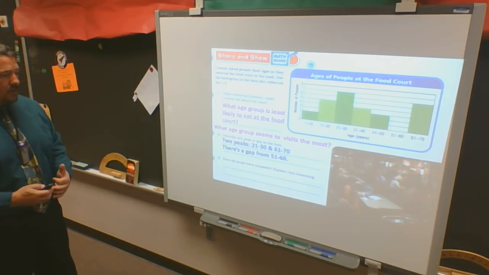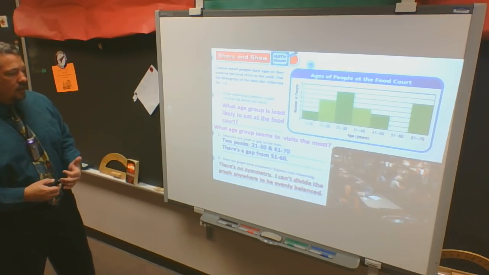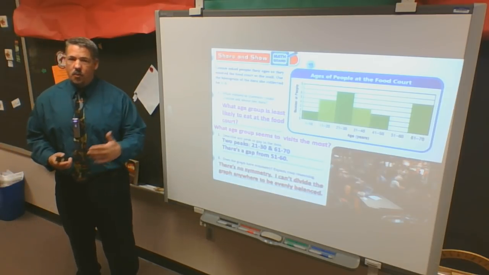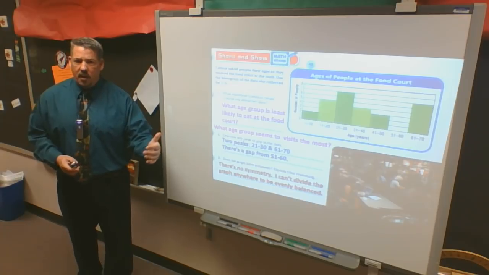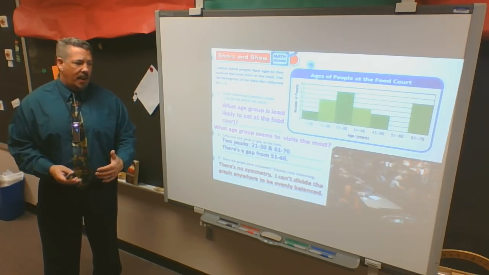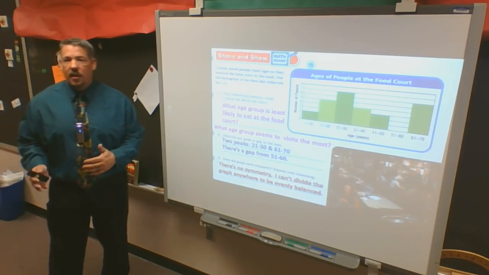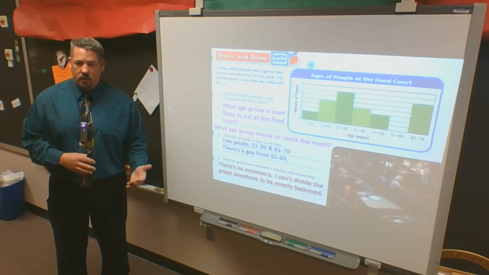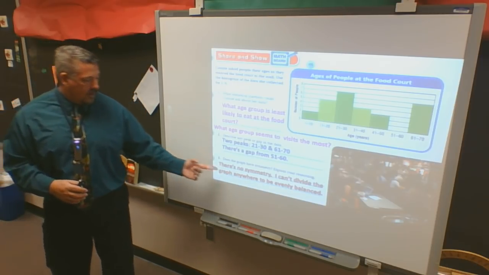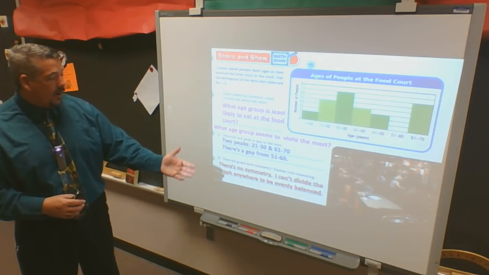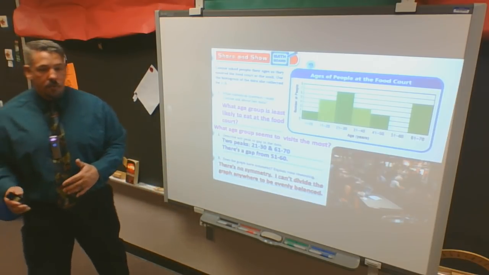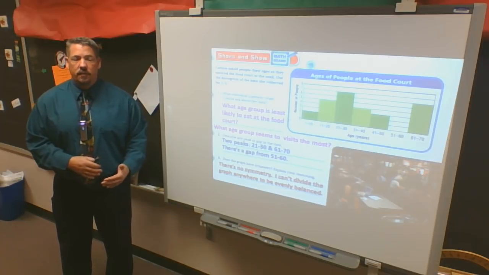Does the graph have symmetry? Explain your answer. Well, there's no symmetry on this one because we have a gap, we have 2 peaks, it really doesn't follow any kind of set pattern. I can't divide the graph evenly to get a balanced look to it. So the answer is no. The reason there's no symmetry: I can't divide the graph anywhere to be evenly balanced.